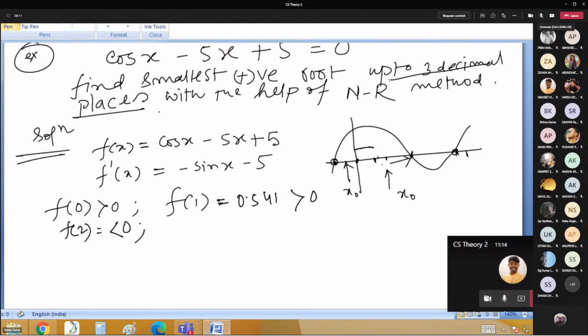Suppose these are the two points: this is 1, this is 2. In between 1 to 2 it is negative, means below the x-axis. So in between 1 to 2 it is crossing the x-axis, so obviously the solution is there. I told you in between 1 to 2 any value you may consider as the initial solution. So let's suppose x0 is 1.